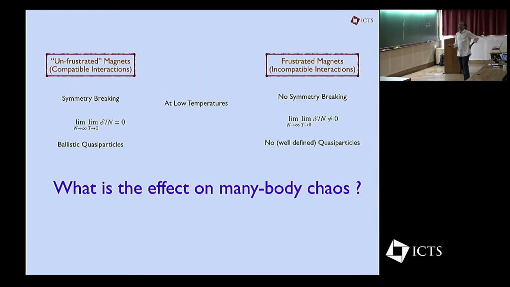So the question that I would start with is, what is the effect of this discrepancy of behavior between the two families on the many-body chaos? In particular, when there is symmetry breaking, the entropy density goes to 0, and there are ballistic quasi-particles, whereas on the other hand, both these things are absent at low temperatures.